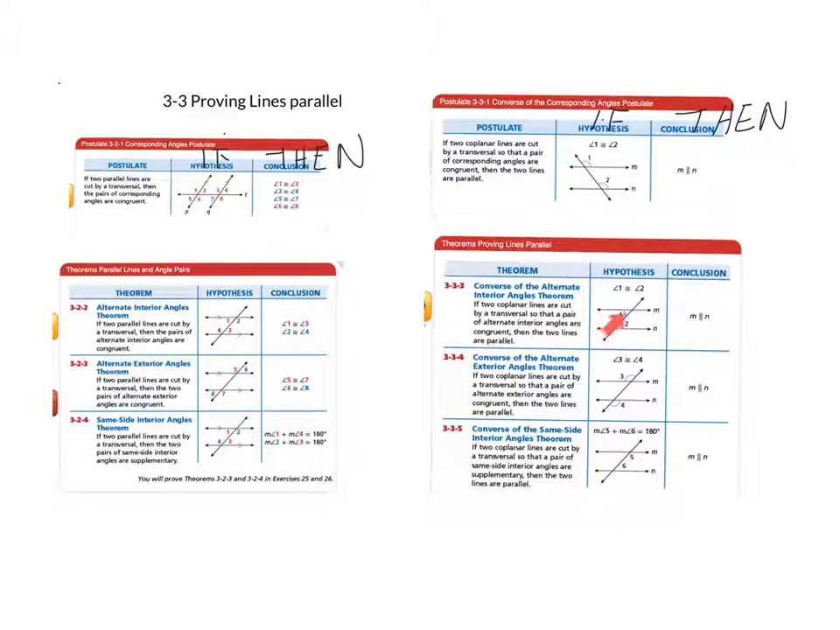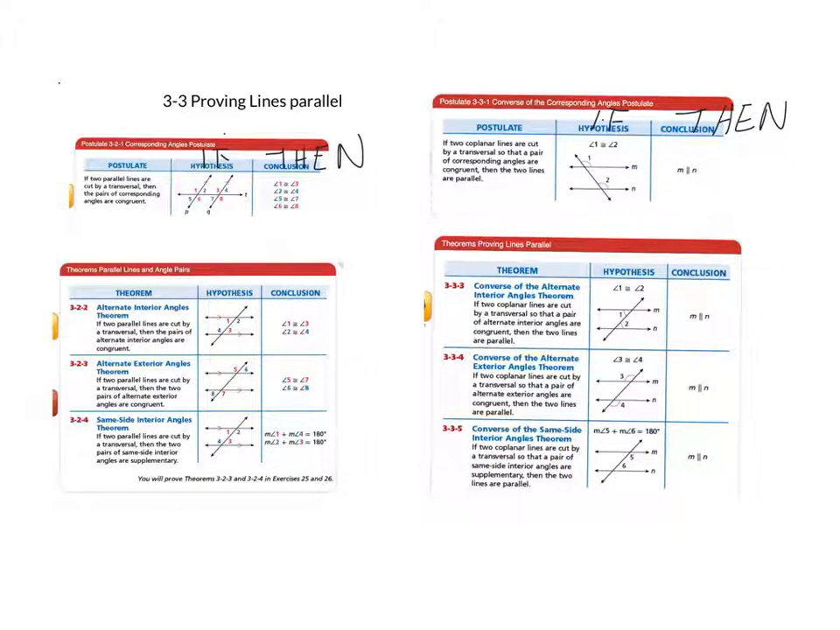Okay? So here we have alternate interior angles that are congruent. If the angles are congruent, then the lines are parallel because of the converse of the alternate interior angles theorem. If we have congruent alternate exterior angles, then the lines are parallel because of the converse of the alternate exterior angles theorem. If we have same side interior angles adding to 180, also known as supplementary, then the lines are parallel because of the converse of the same side interior angle theorem.